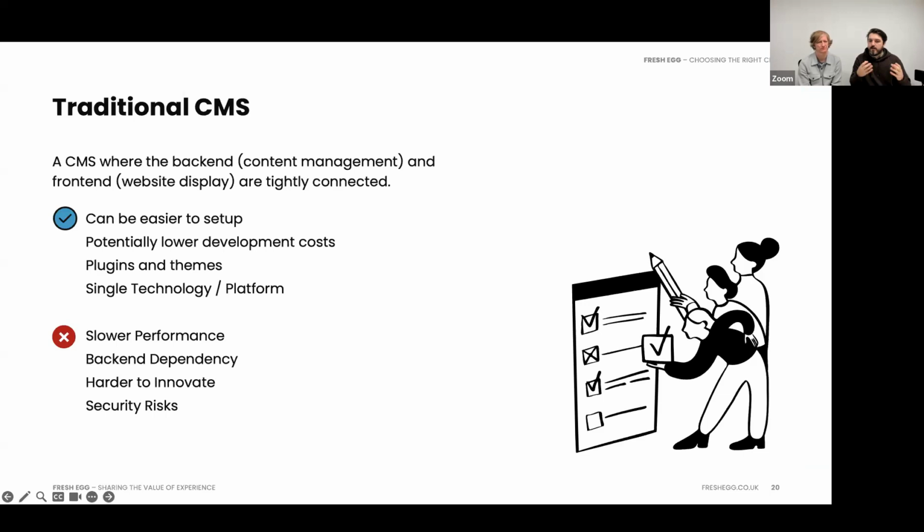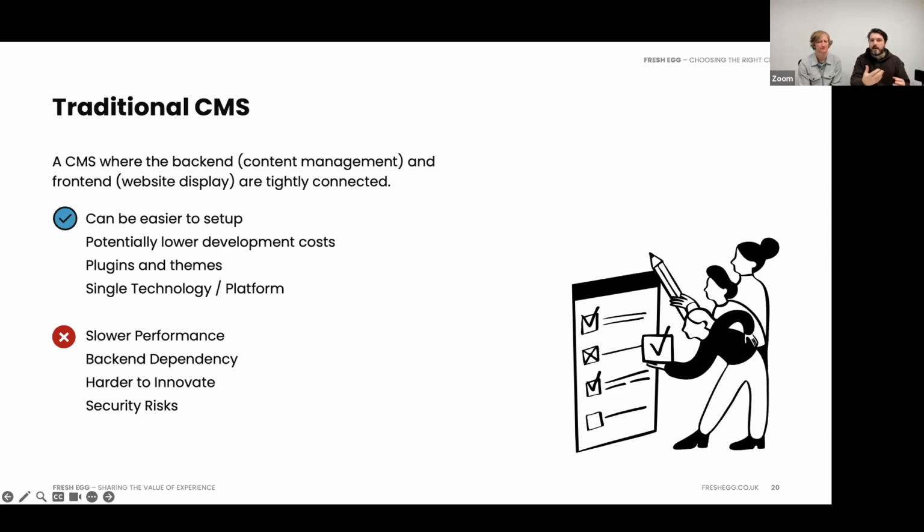They're powered from a single technology, and it's a single platform. And often that means it's easier to use, easier to set up, which results in potentially lower development costs. I'm using words like potentially here because there are always nuances around these things. Because they're a single platform, you often get more options in terms of plugins and pre-built themes.